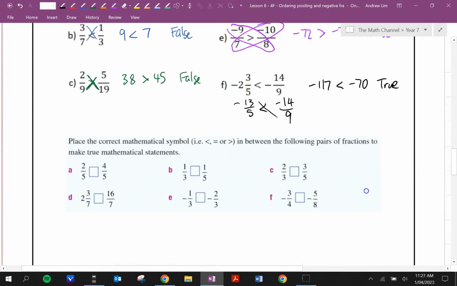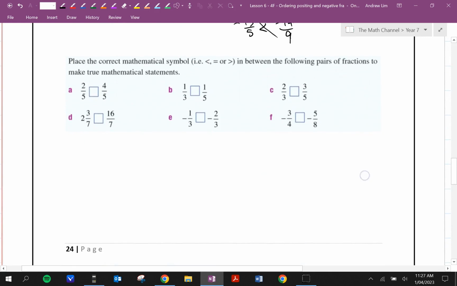Alright, so let's have a look at these questions here. Place the correct mathematical symbol, less than, equal to, or greater than, in between the following pairs of fractions to make true mathematical statements. So, I'll get you to pause the video, have a go with these yourselves, and then we can double check our answers. Have a go.